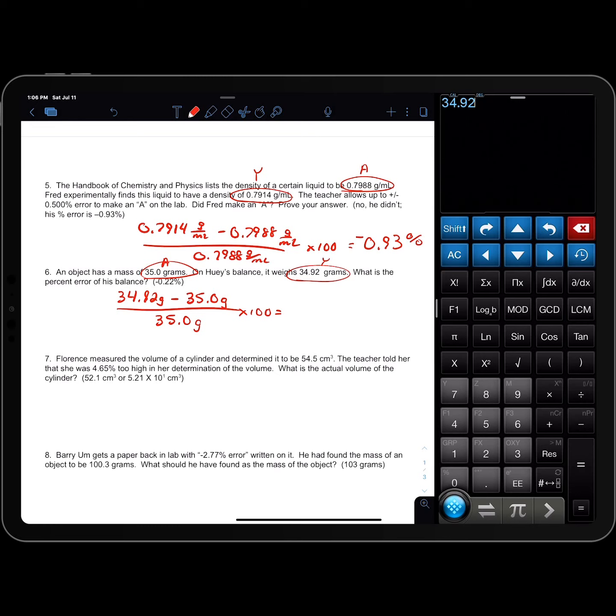34.992. We'll go minus 34.92. Whoops, I got more. See, this is why we want to write our numbers down. The actual mass is 35, so we're going to go minus 35, divided by 35, times 100. There we go. If we multiply that by our 100, we come up with negative 0.2.